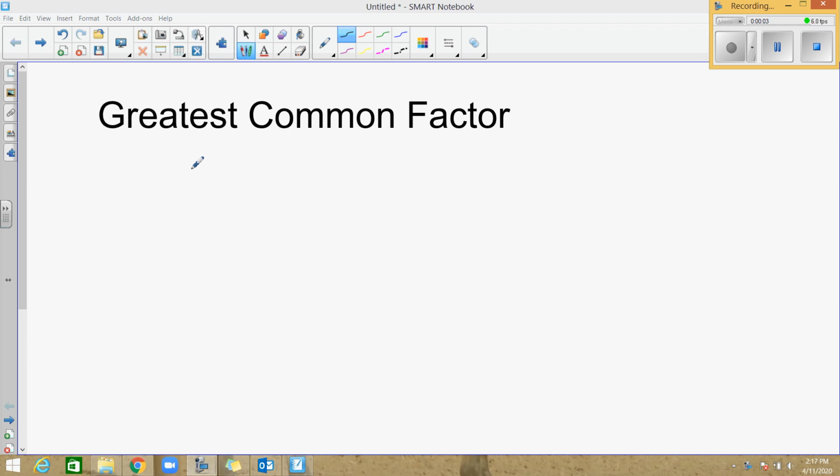Okay, so now we're going to talk about the greatest common factor. If we read into the words, we can find out that greatest is a large number, common means between two or more numbers, and factor is division. So I'm looking for the largest number that comes out of all my numbers through division. We do this when we reduce fractions.